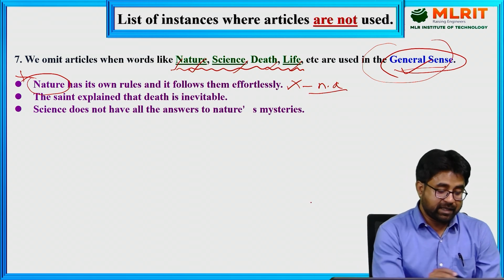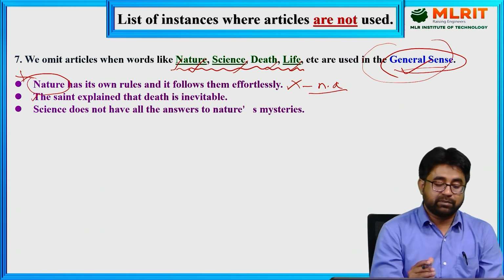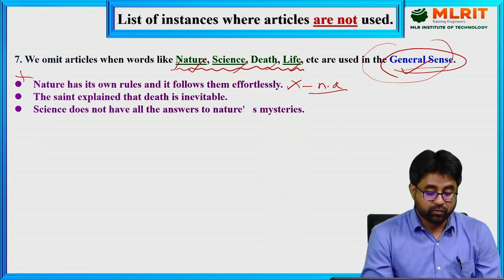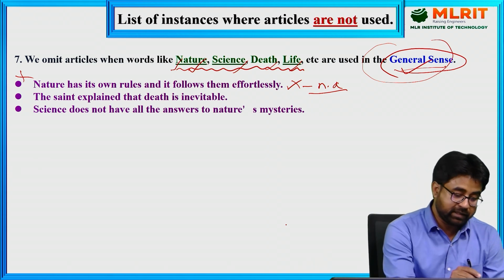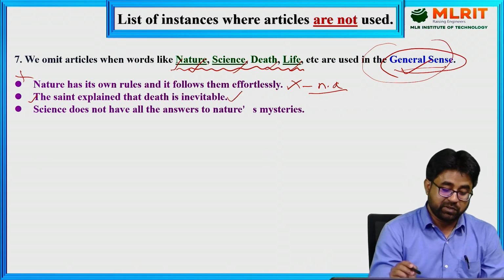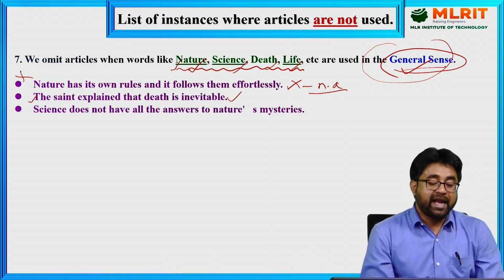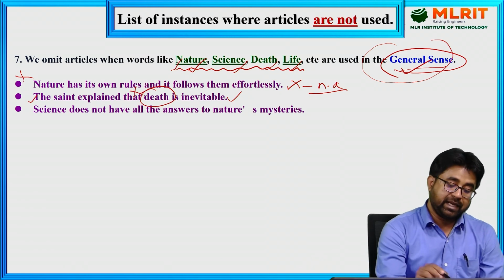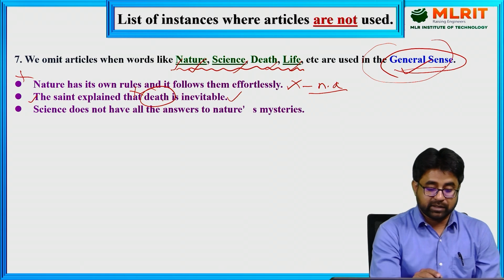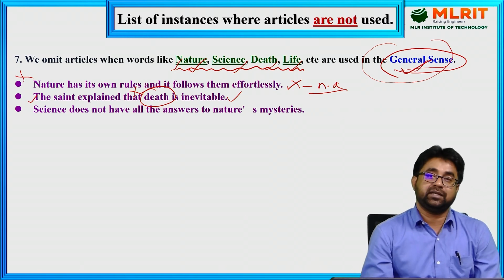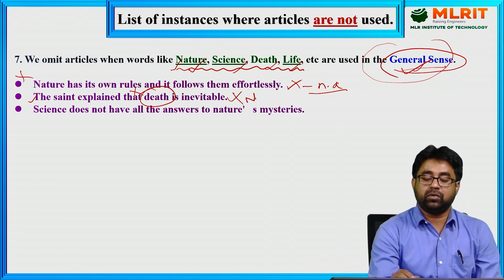Now come to the second example. The saint explained that death is inevitable. That's a very universal truth kind of thing. No one needs to explain, but anyway, in this case, a particular saint has explained. So what is the sentence here? The saint explained that death is inevitable. Here you can see I am using the word death and I am not using any article before it. Why? Because in this particular sentence I am using the word death, again, in a general sense. That's why there is also no article.